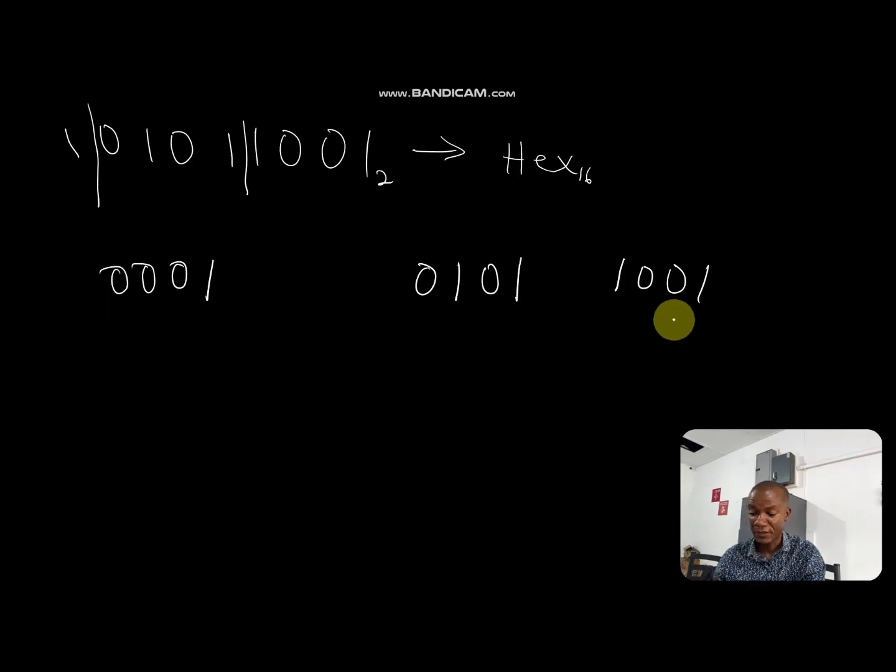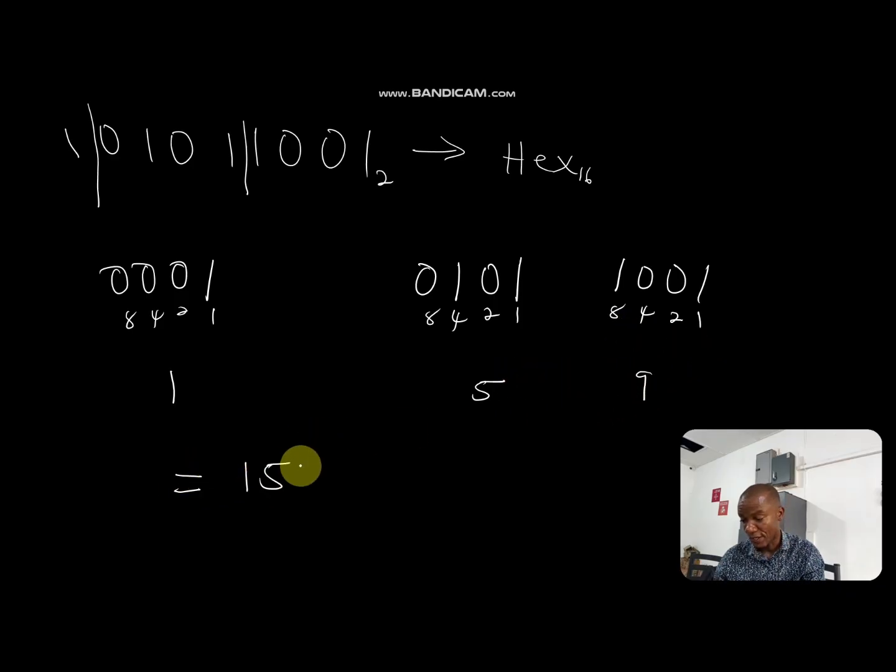Then I would have to change these ones to decimal. So to change to decimal, 1 2 4 8, 1 2 4 8, 1 2 4 8. So here I will get 1. Here 4 plus 1, I will get 5. 8 plus 1, 9. So my answer is 159 base 16.